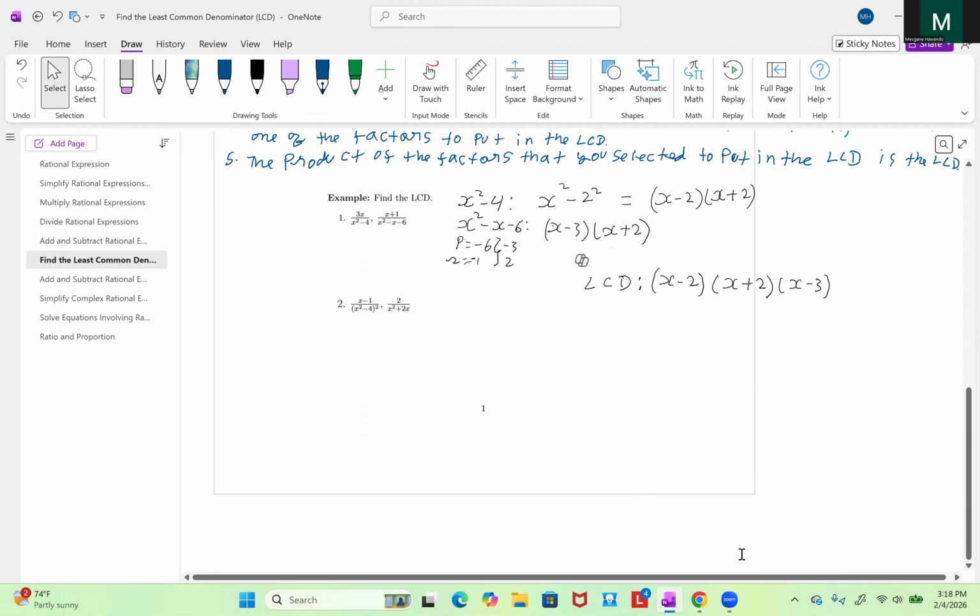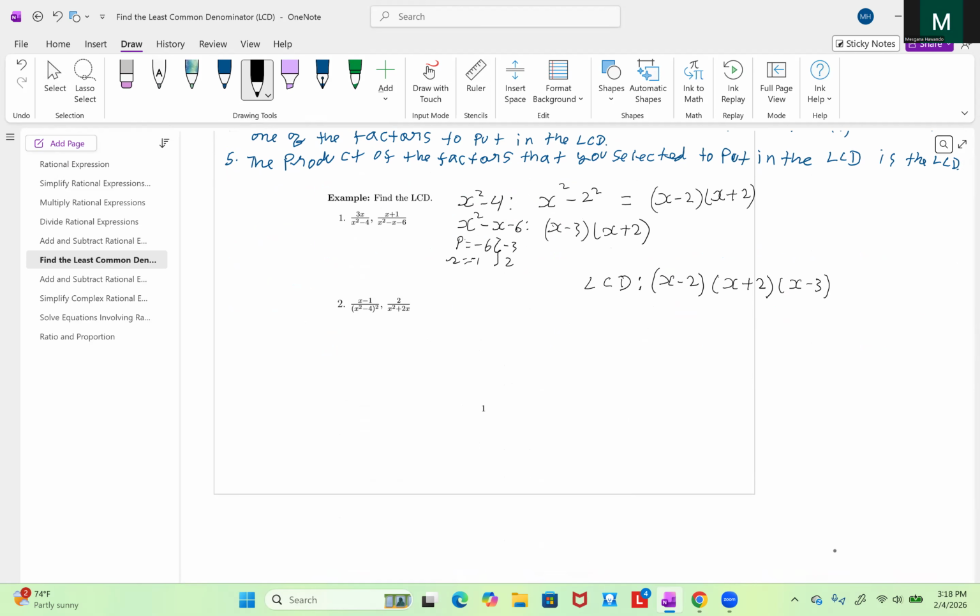Let's look at another example. (x squared minus 4) squared is the denominator for the first fraction. This is equal to x squared minus 4 times x squared minus 4, which is equal to x minus 2 times x plus 2 for the first x squared minus 4. For the second x squared minus 4, we have the same thing, x minus 2 times x plus 2.